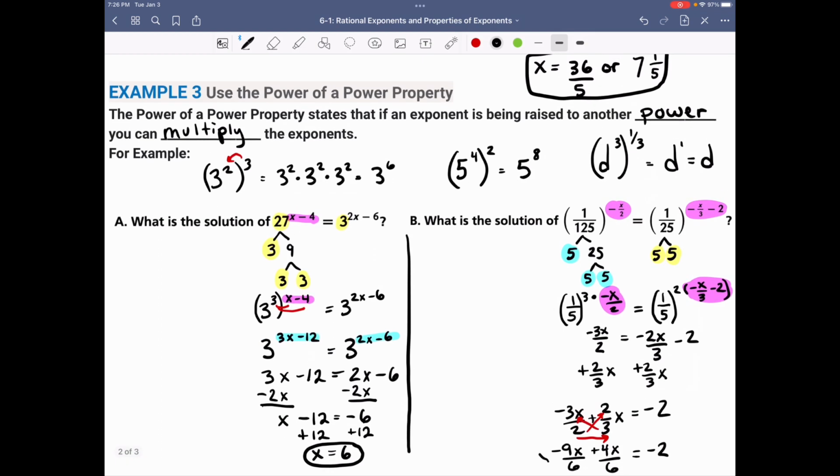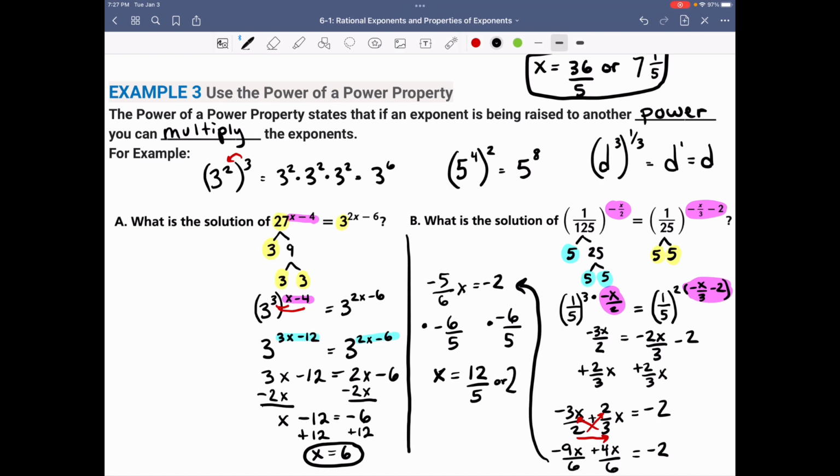Oh, I'm out of space, so I'm just going to work backwards, come up here. Negative 9 plus 4 is negative 5. So I have negative 5 over 6x equals negative 2. Now I have to multiply by the reciprocal. So that'll be negative 6 over 5. Multiply by negative 6 over 5. Canceling, leaving us with x equals 2 times 6 is 12. 12 over 5. Or 5 goes into 12, 2 times with 2 remaining. So 2 and 2/5.